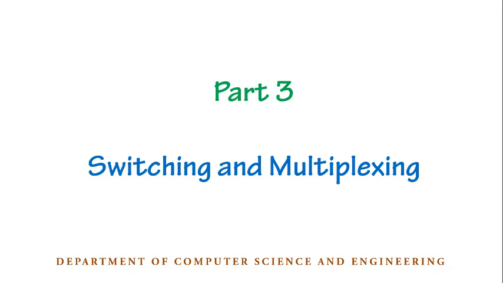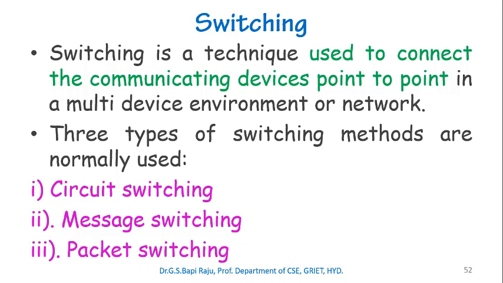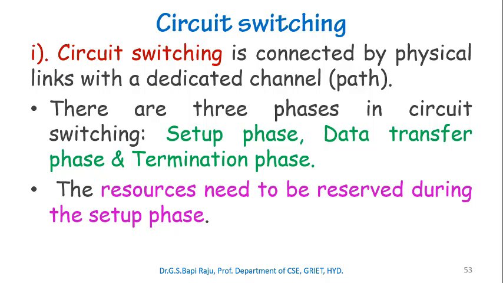Switching and multiplexing. Switching is a technique used to connect the communicating devices point to point in a multi-device environment or network. There are three types of switching: circuit switching, message switching, and packet switching.